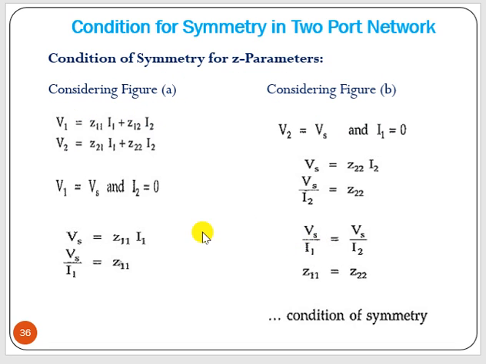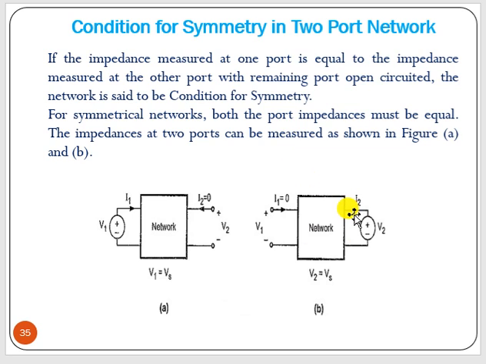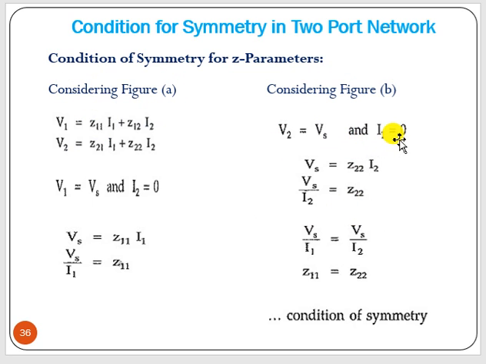So for the Z parameters, V1 equal to Vs, I2 equal to 0. If we put it into the first expression, with I2 being 0, we get Vs by I1 as Z11. And if we put V2 equal to Vs from the second picture and I1 equal to 0, then we will get Vs equal to Z22 into I2. So Vs by I2 is equal to Z22.